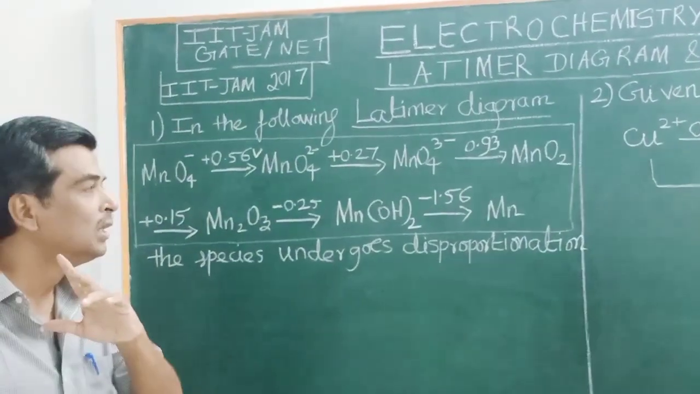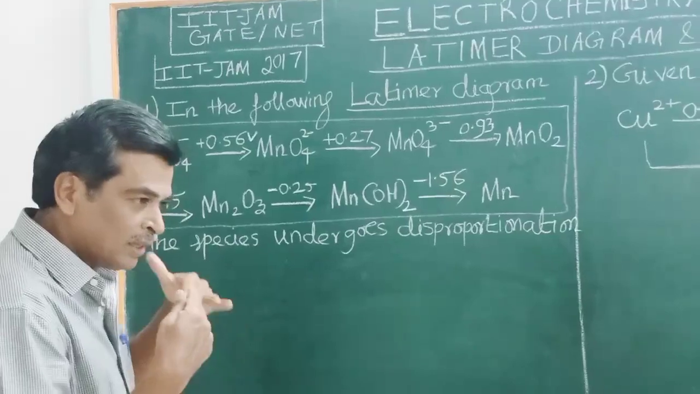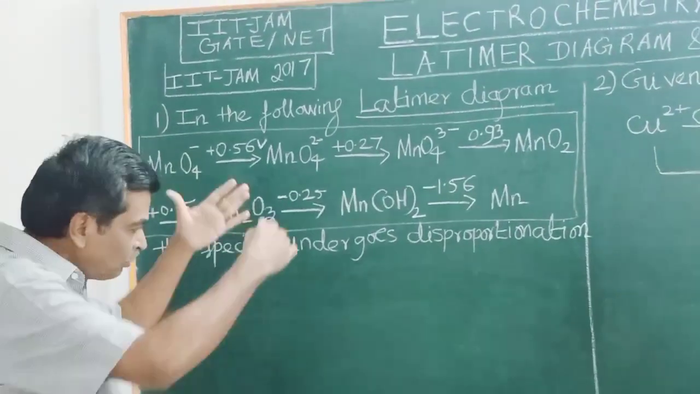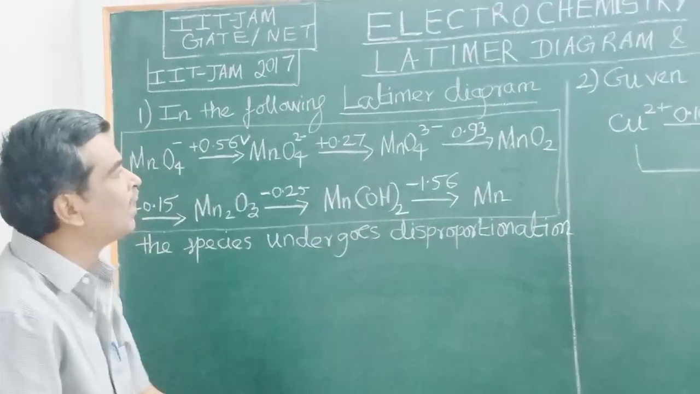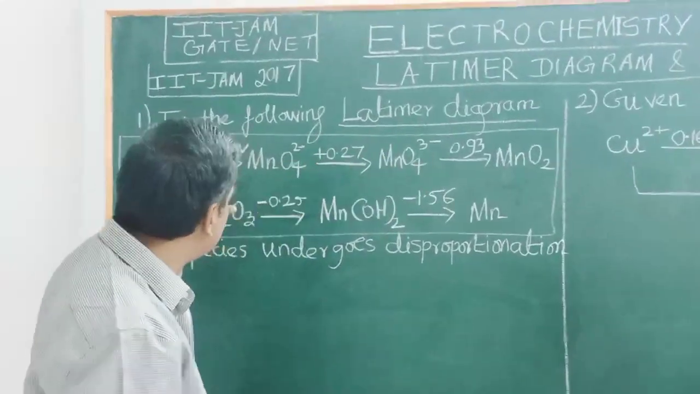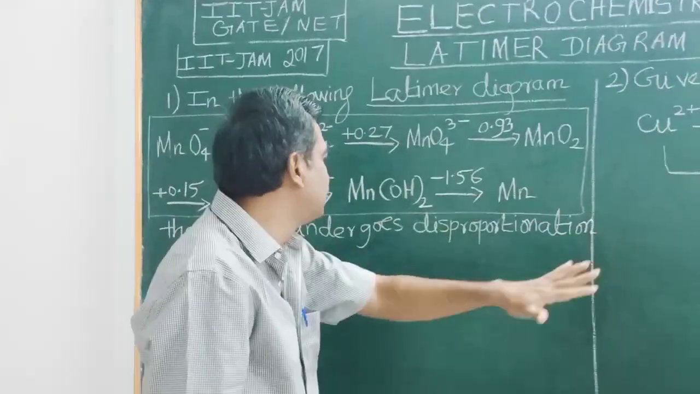Whereas in the electrochemical series, the standard reduction potentials of different elements are listed in decreasing order. Here also, the standard reduction potentials are arranged in decreasing order.